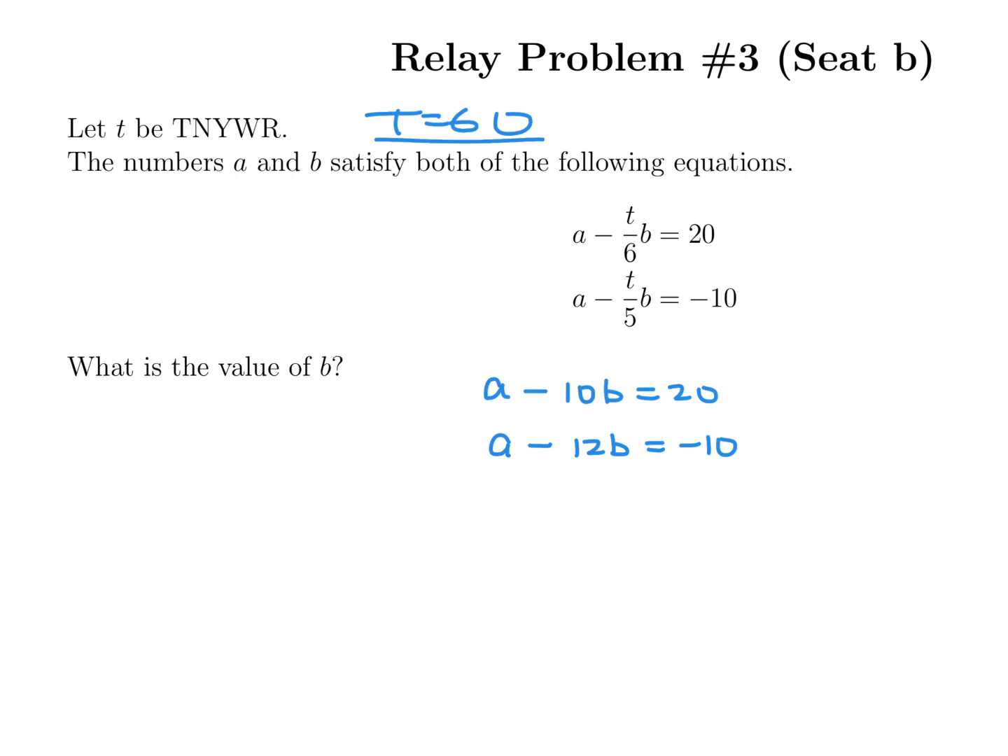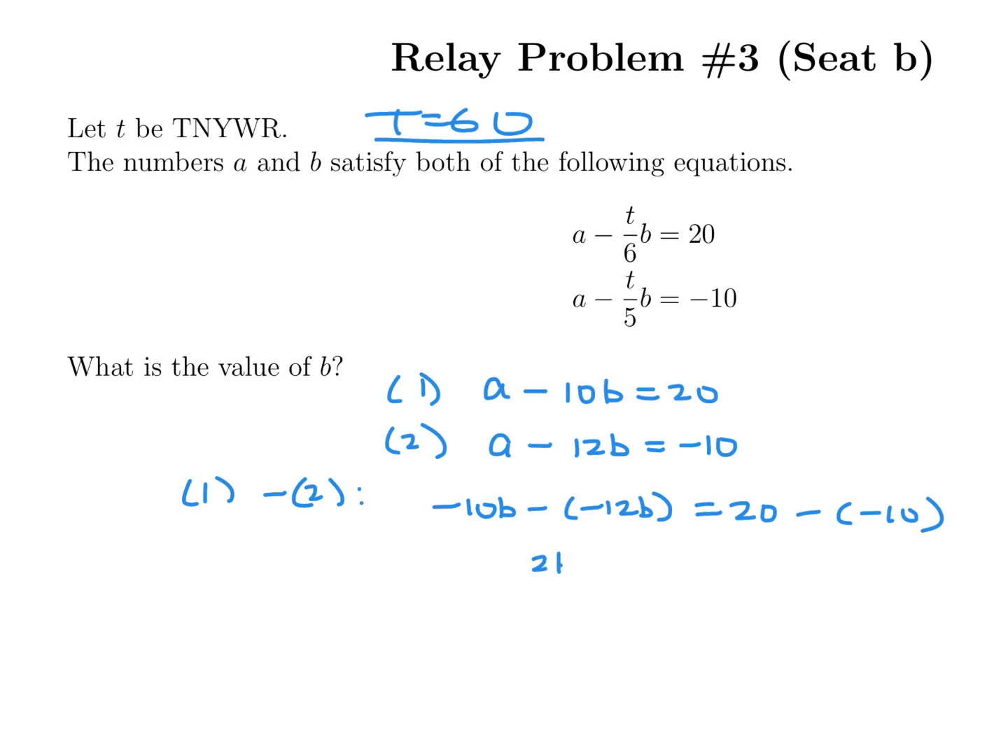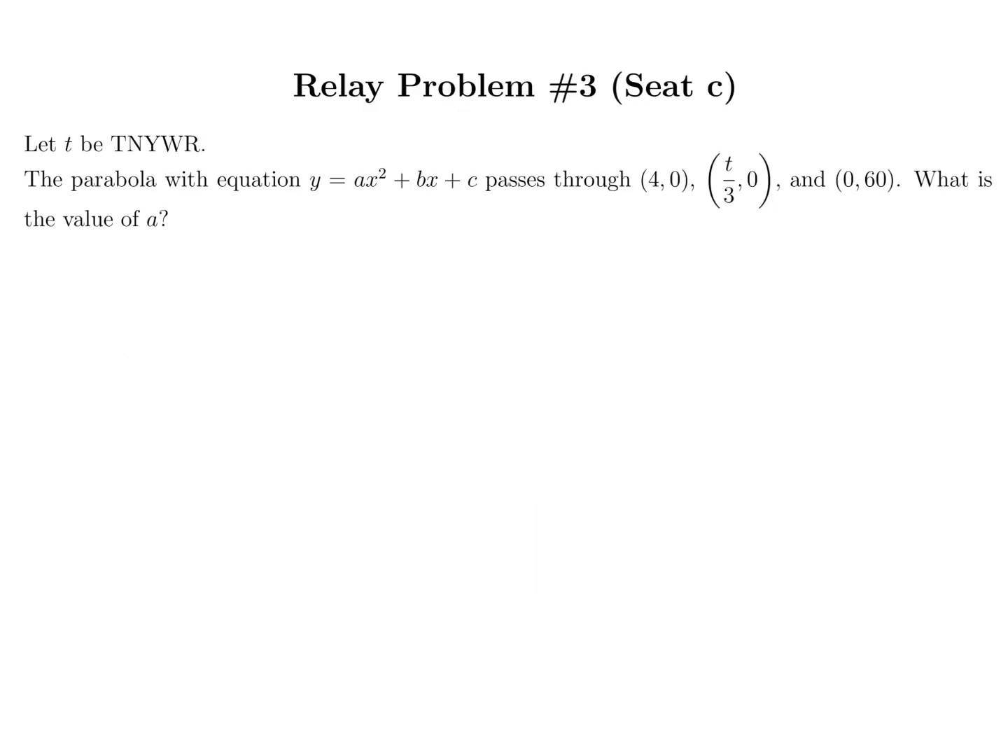So we'll call this equation 1, and we'll call this equation 2. And I think just a basic 1 minus 2 should do it for me. So that's going to be minus 10b minus 12b. And this is going to be 20 minus 10. So that's going to be 2b is equal to 30. And therefore b is 15. And I think that's all they wanted. They just wanted the value for b. T is 15.